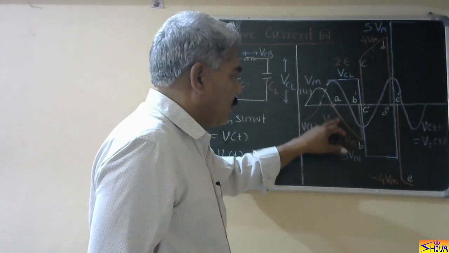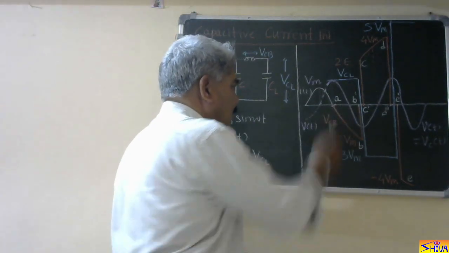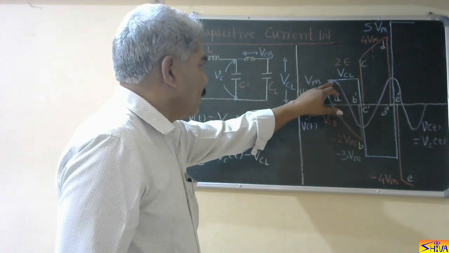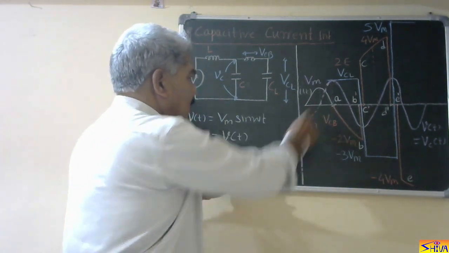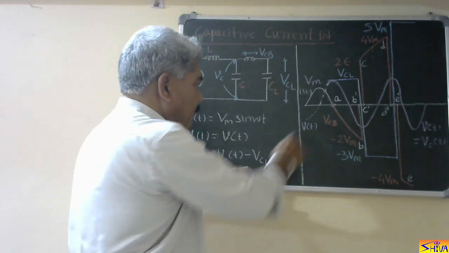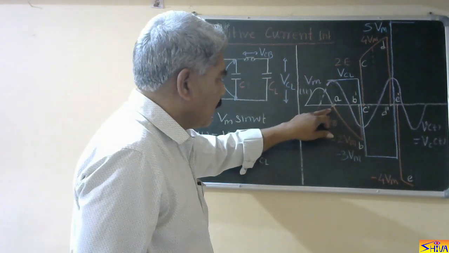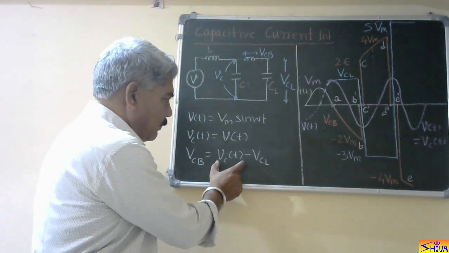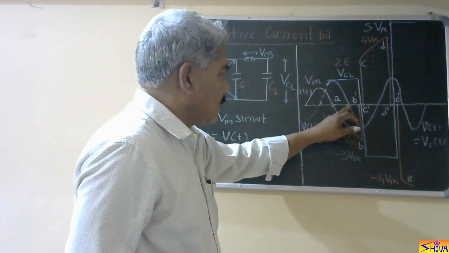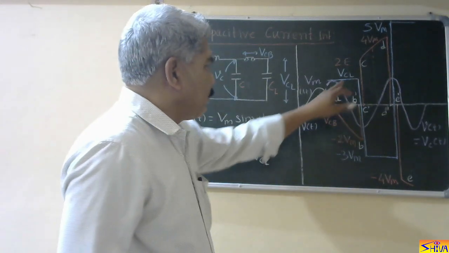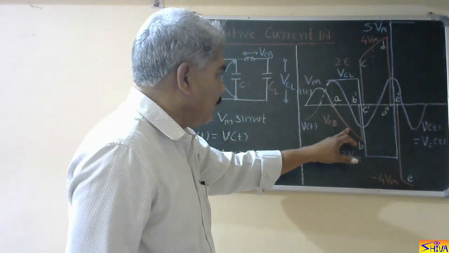Now the voltage waveform which I have shown in red is the voltage across the circuit breaker poles. At this instant, VCT is 0. VCT is plus Vm, VCL is also plus Vm. So Vm minus Vm, this voltage will be 0. Now when this voltage is varying sinusoidally, this will also vary sinusoidally, because this is constant and this is varying sinusoidally. So at this instant, VCL is plus Vm and this voltage, that is VCT, is 0. So 0 minus VCL will be minus VCL.